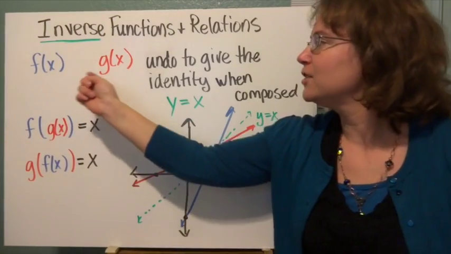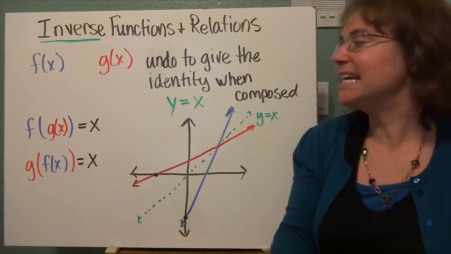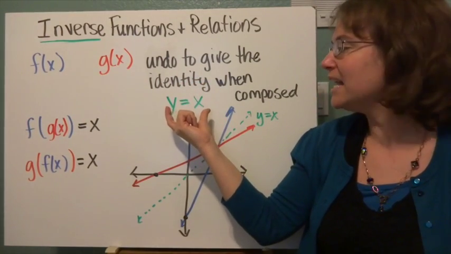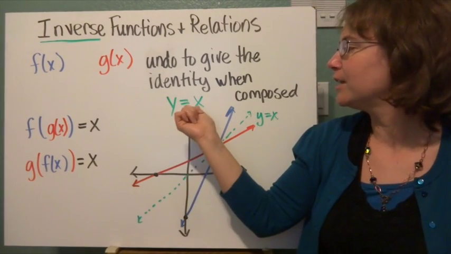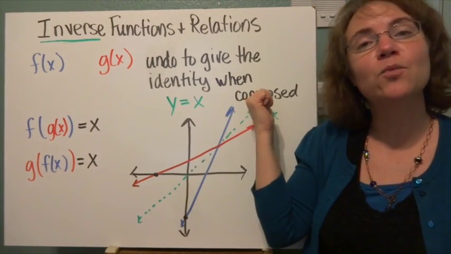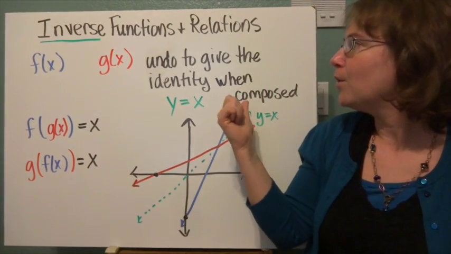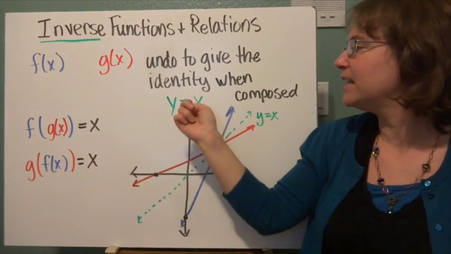So if f of x and g of x are inverses, they undo each other to give the identity. And the identity, when we're talking about these functions, is y equals x. So all the x's are equal to y, and all the y's are equal to x. And this happens when they are composed, so when we take the composition. So when something is an inverse of something else, it undoes it to give the identity.